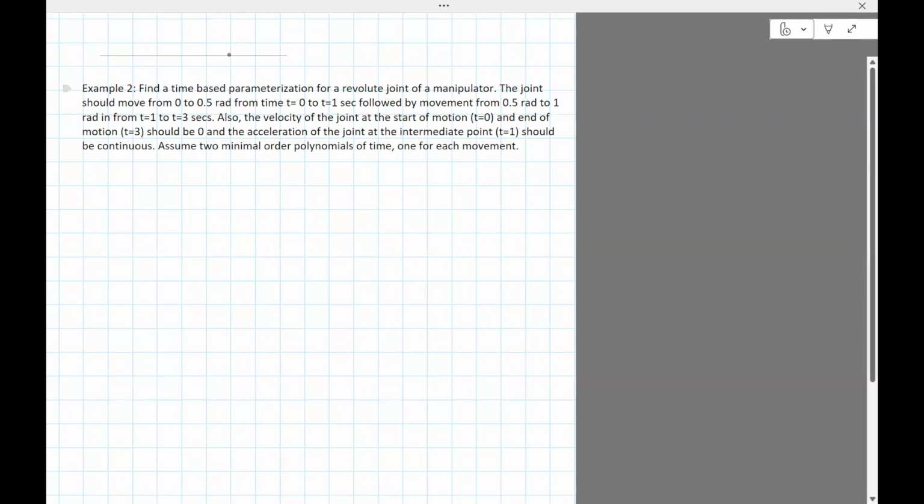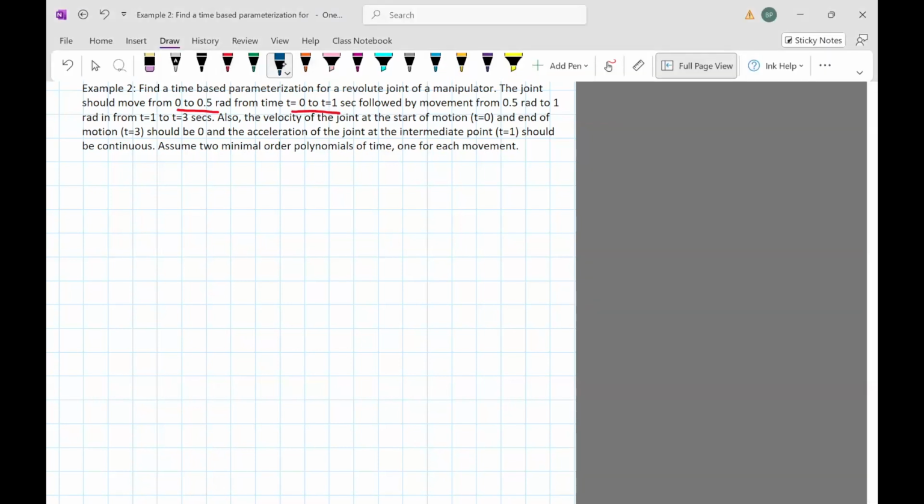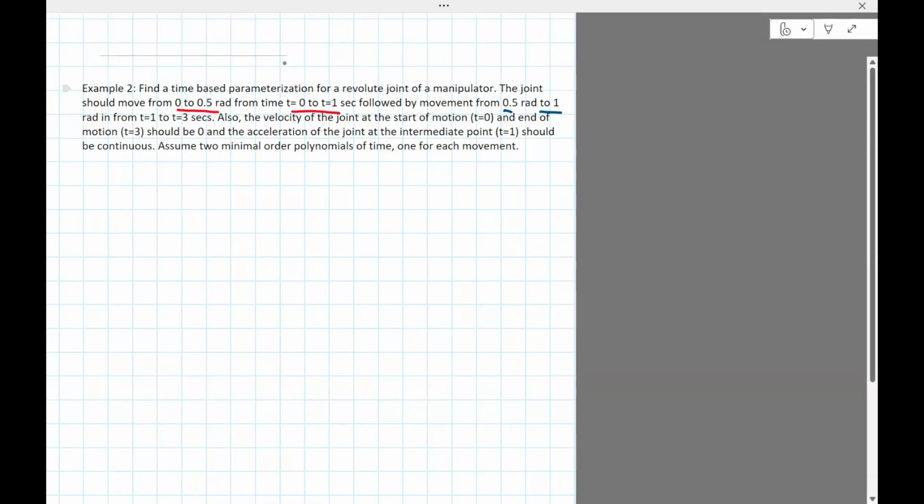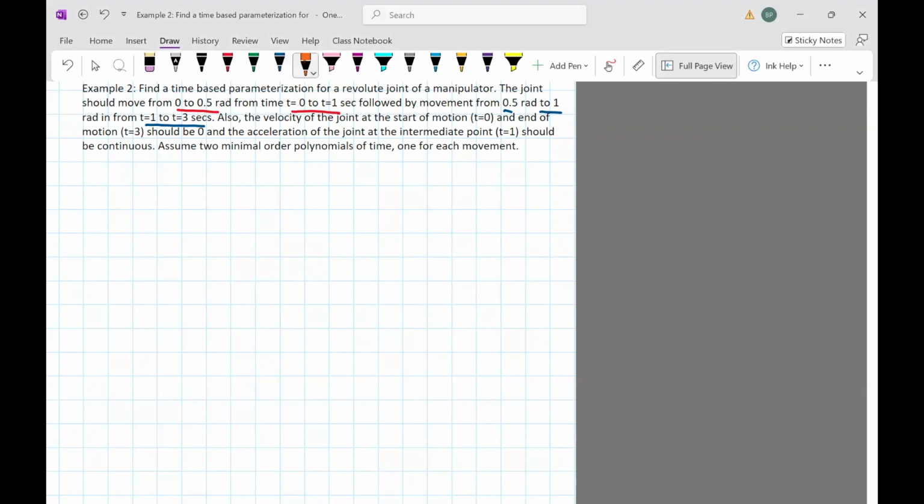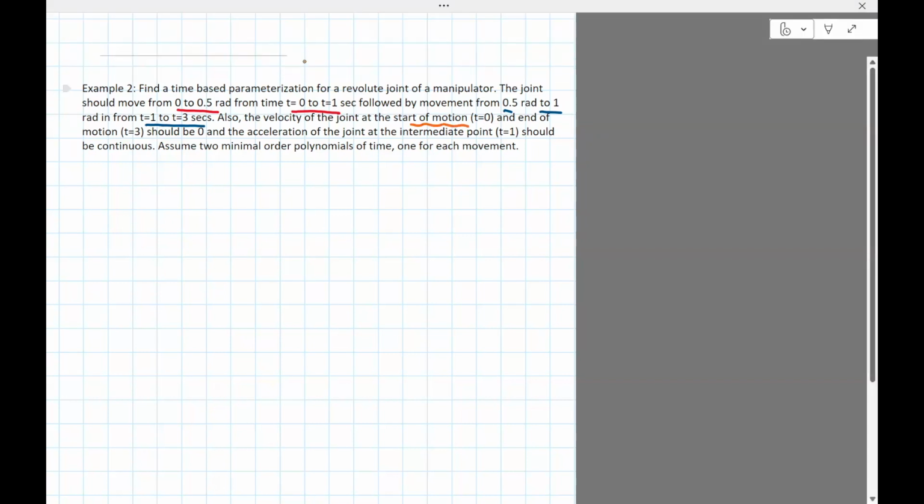So revolute joint, same as before. It moves from 0 to 0.5, from 0 to 1. That's the same as before. The next step, it moves from 0.5 to 1, from 1 to 3. Exactly the same conditions as before for example 1. Now, there are some changes though. This one is the same, starts with 0 speed and ends with 0 speed. So 6 conditions are the same. Okay, so what is different is the following.